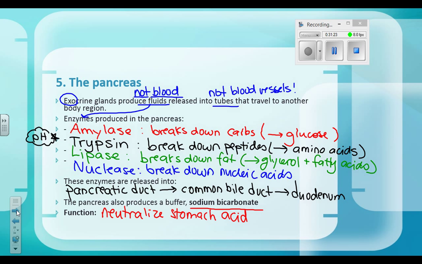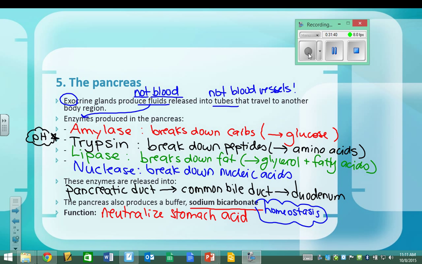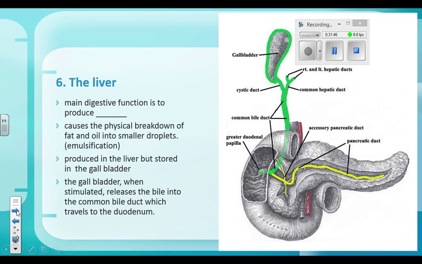So this is the exocrine function of your pancreas. Fluids full of enzymes are secreted into the pancreatic duct, which is connected to the common bile duct, which eventually leads to the duodenum. So the pancreas is one accessory organ. The liver is the other one that we'll discuss, sort of in combination with your gallbladder.